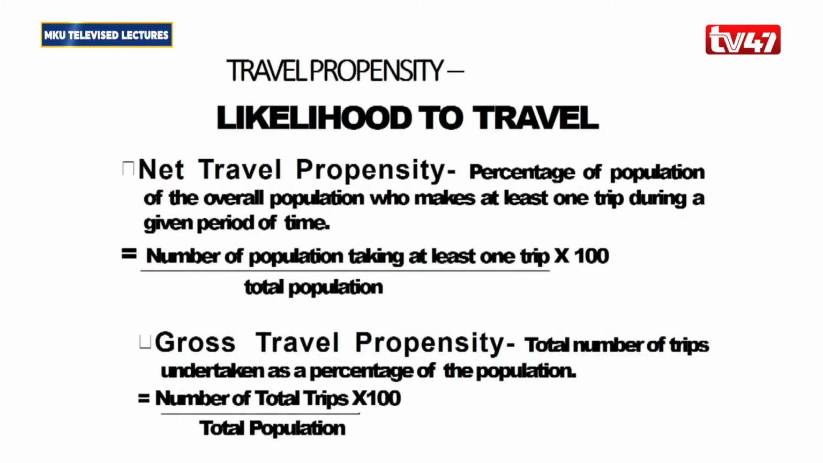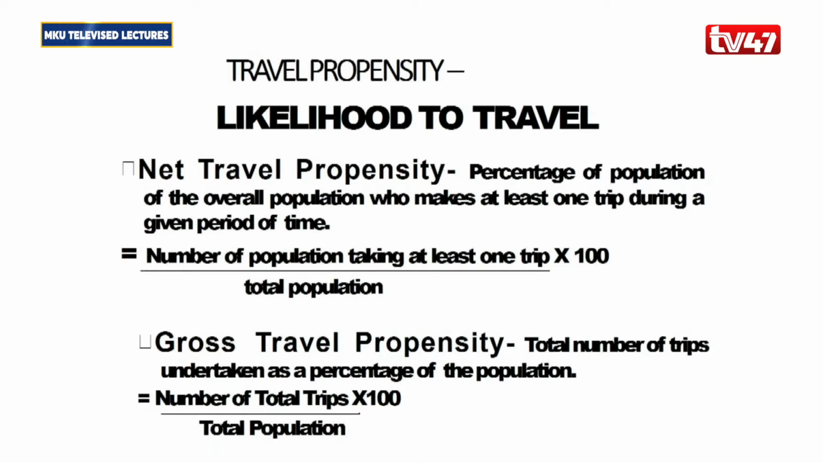We measure the likelihood to travel by a term we call travel propensity. The net travel propensity is the percentage of the overall population who make at least one trip during a given period of time. To calculate it, we take the number of people taking at least one trip, divide that by the total population, and multiply that by 100. That gives us the net travel propensity.